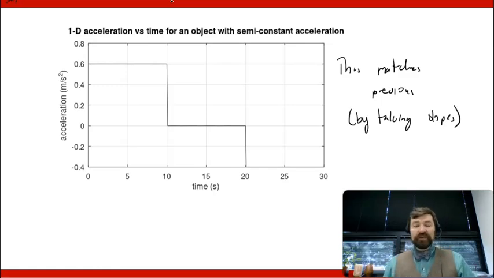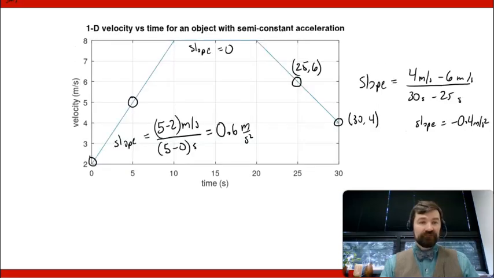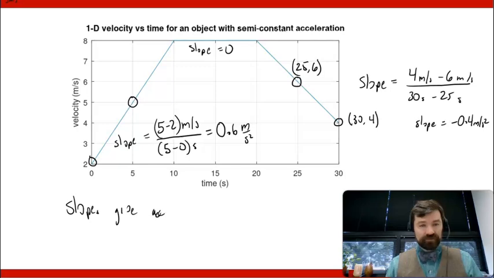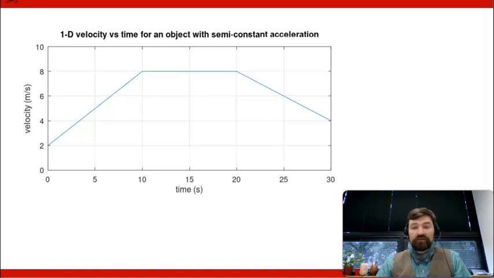Now how do we go the other way? The other way is getting from, say, this graph to the previous graph, or getting from the previous graph to position versus time. Well, the answer is that we take area under the curve. So over here, slopes give accelerations.